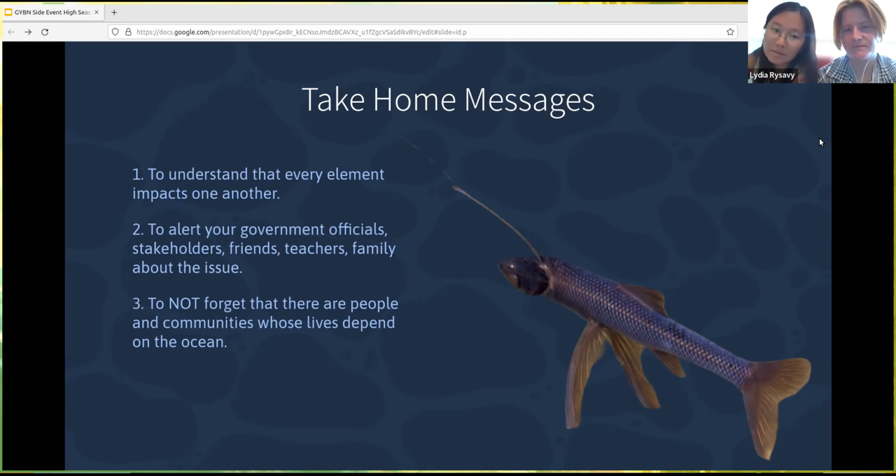The second thing is to alert your government officials, stakeholders, friends, teachers, and family about the issue, because civil society's voices are going to be extremely important when it comes to a strong legally binding high seas treaty. And finally, we have to always remember that there are people and communities whose lives depend on the ocean, which directly connects to the activities that people do in the high seas.